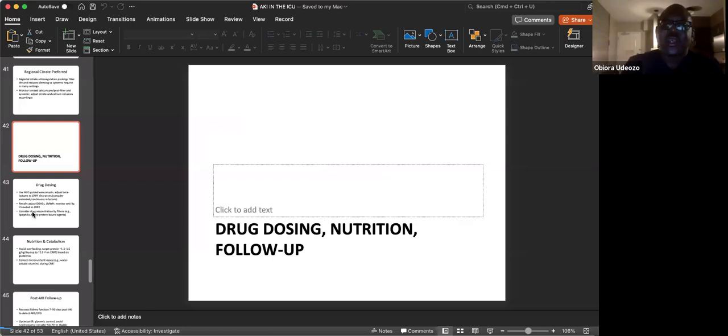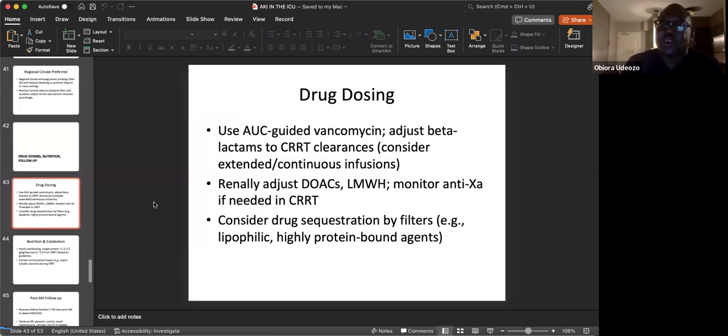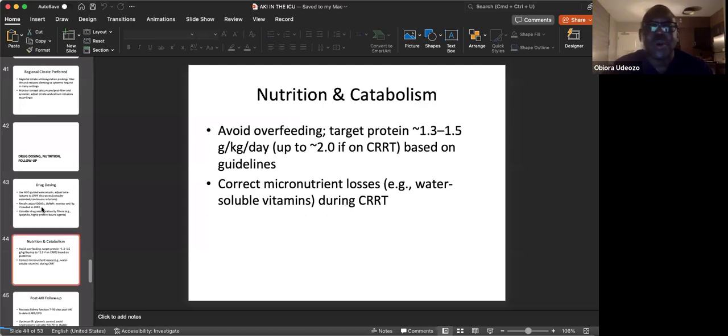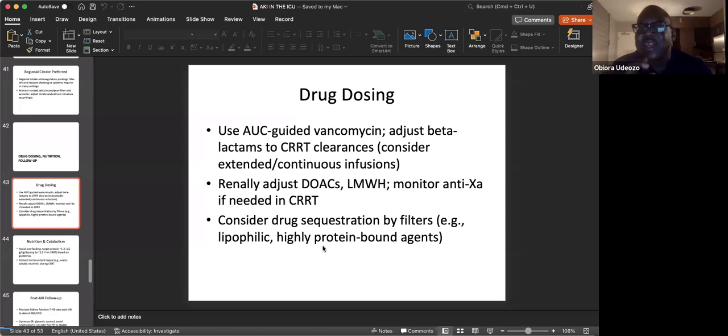Drugs and nutrition: just make sure you dose your drugs optimally, just like I mentioned. Renally adjust your oral anticoagulants and low molecular weight heparin. If you have it available, you can monitor anti-Xa for those on a heparin drip. Also, some drugs are sequestered in the filter, especially very lipophilic ones. You have to watch out for them.